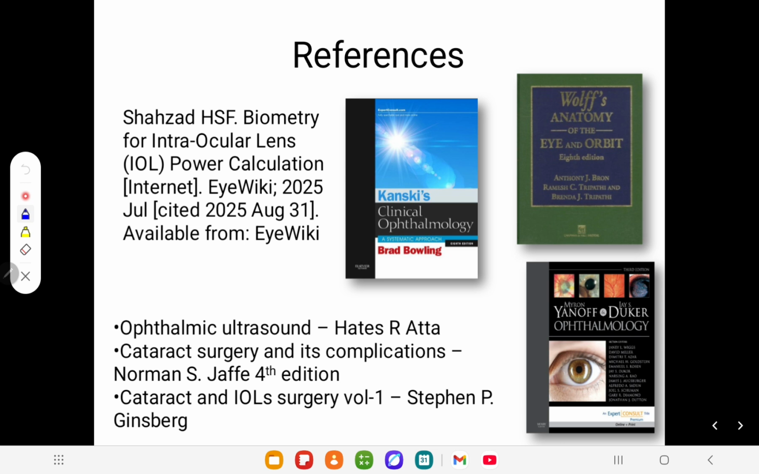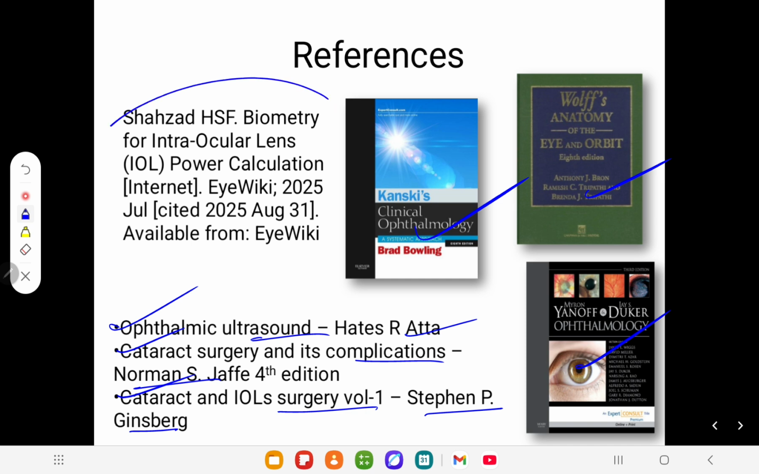Today's video is more than 30 minutes. These are the references, and these are the books: Ophthalmic Ultrasound, and Cataract Surgery and Complications by Norman, and IOL surgery by Stephen, and this EyeWiki paper, and Kanski definitely, Wolff's Anatomy definitely, Yanoff definitely. These are the references for today's video.